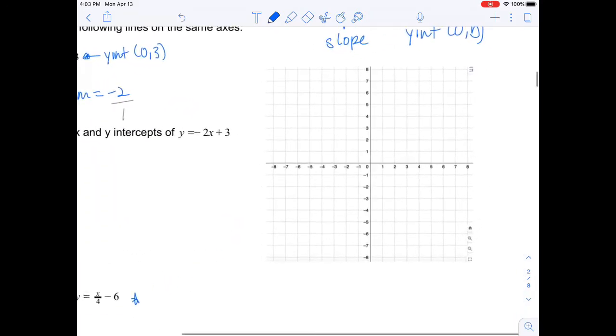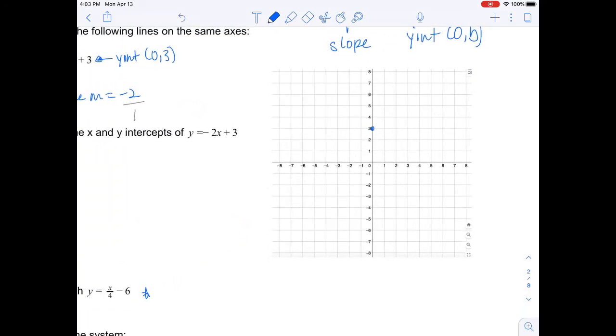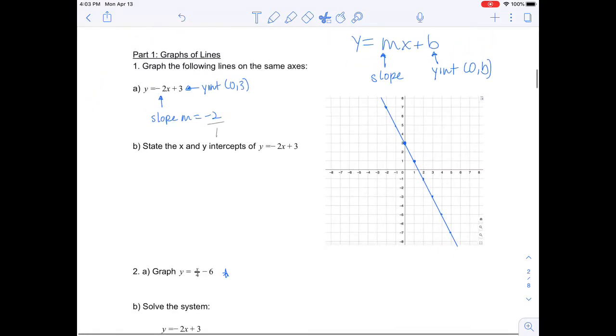Using those pieces of information, I start by plotting my y-intercept. Now I can use my slope to go down 2 and across 1 to locate one point, but I might as well keep going. I might as well locate a bunch of points so that when I draw my line, which I would use a ruler to do if this was pencil and paper, it looks nice. The more points I have, the nicer it looks. Okay, so that is how I graph a line when I have its equation.